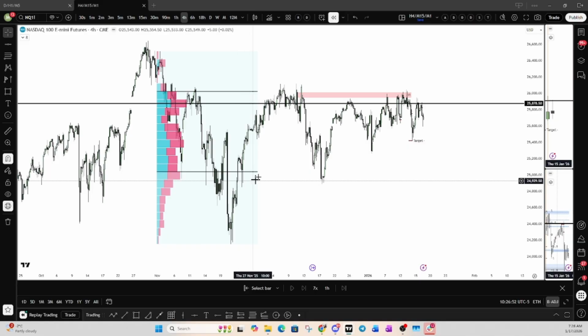You can do it for the monthly and then you follow it for the month, or you can do it daily, you can do it weekly. So that's basically what volume profile is.